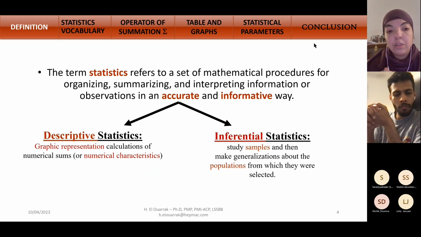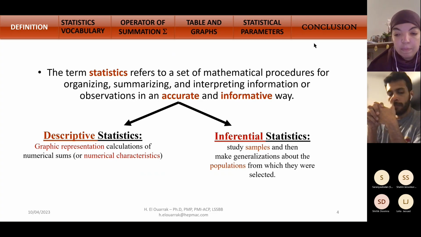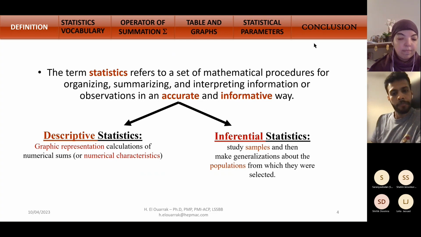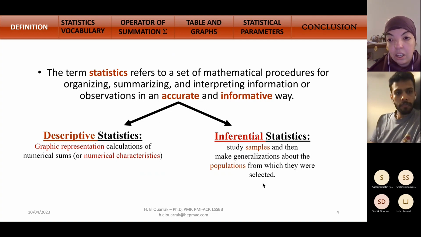Any questions on the difference between descriptive and inferential? Okay, I will assume everyone is fine. Yeah, this is just an initial definition, so nothing complicated here.